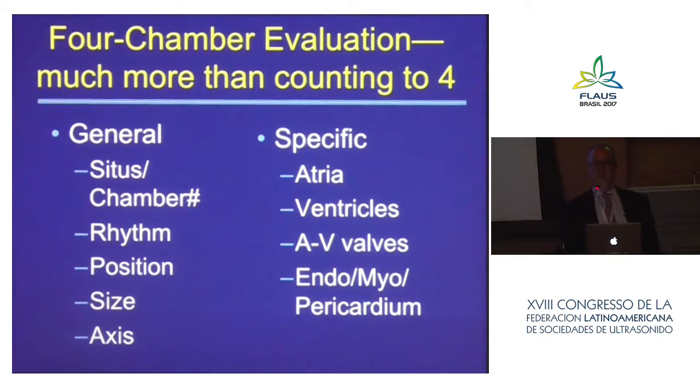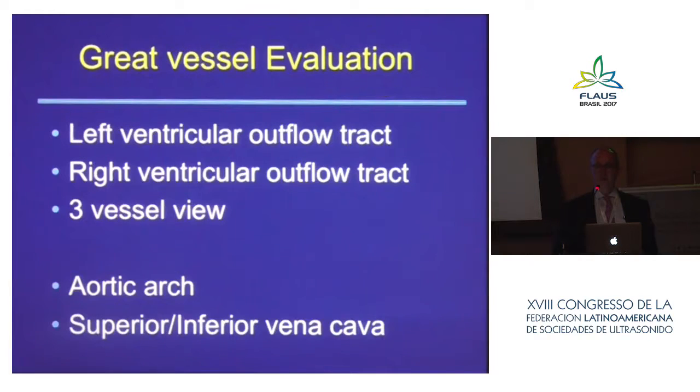So when we look at the 4-chamber view of the heart, it's much more of an evaluation than simply counting to 4 chambers. We want to, as I mentioned, look at the situs, the chamber number, the rhythm, position, size, axis, and then more specifically at the atria, ventricles, the AV valves, and then the endocardium, myocardium, and the pericardium.